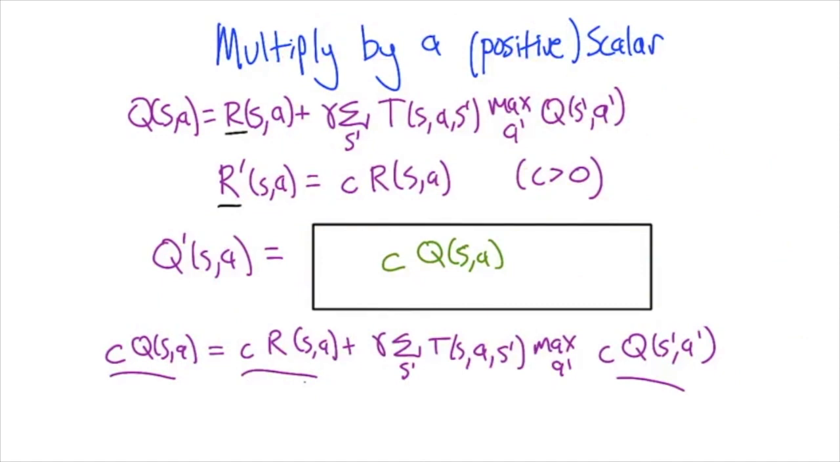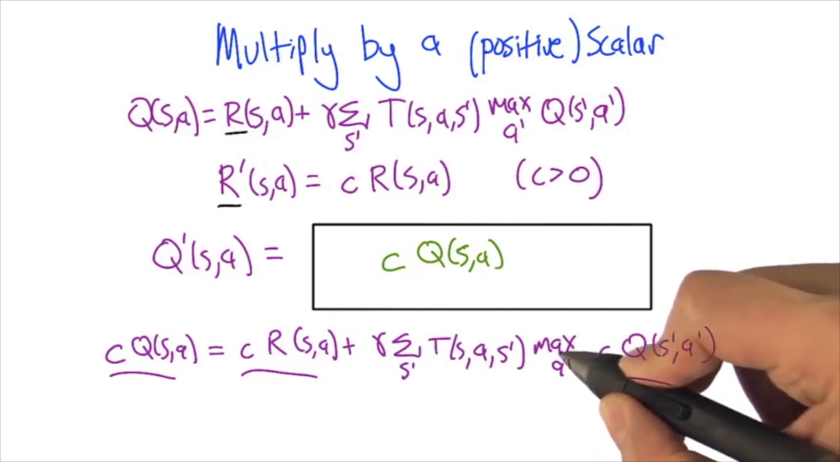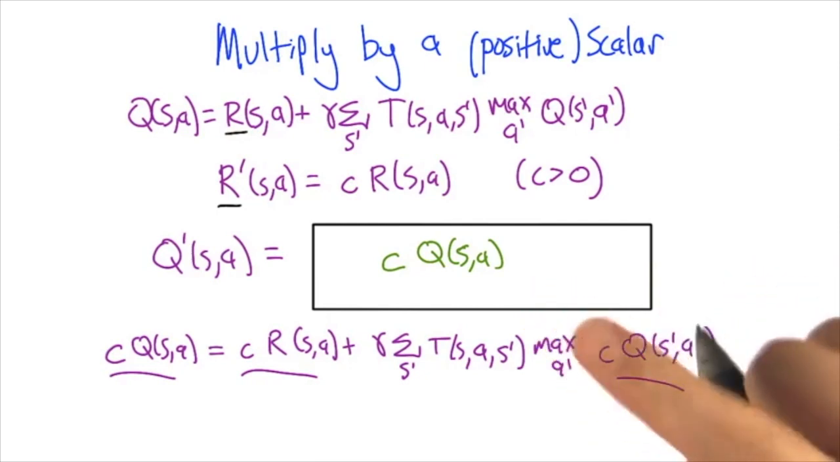Okay. So if this is true, then we have a solution to the Bellman equation. Right, and it's trivially true. And so why is this true? Because the C here, we can pull it out of the max. Again, because C is positive, it doesn't influence the max.